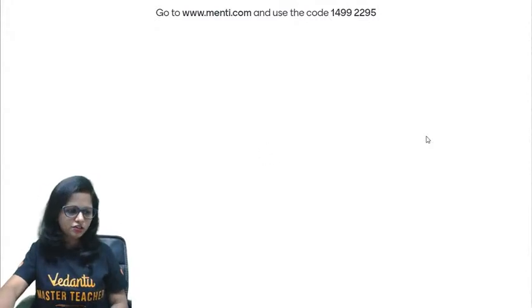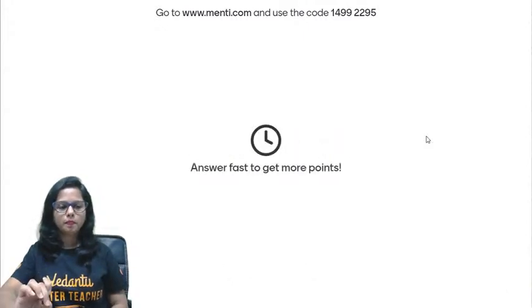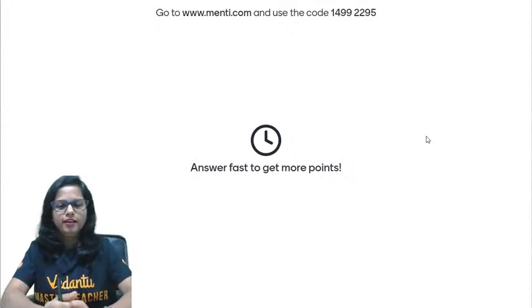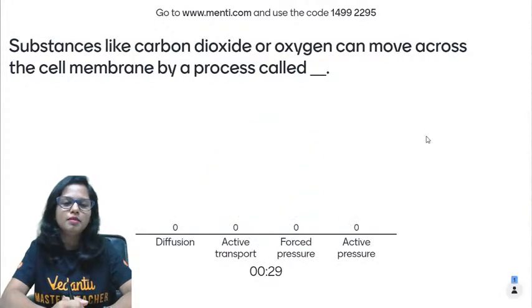Okay, Akhilesh, Mantu, third question flashing on your screens now. And answer fast, people. Substances like CO2, NO2 can move across the cell membrane by a process called diffusion, active transport, forced pressure, active pressure. Now kids, I have taught you only one concept over here. Hai na?